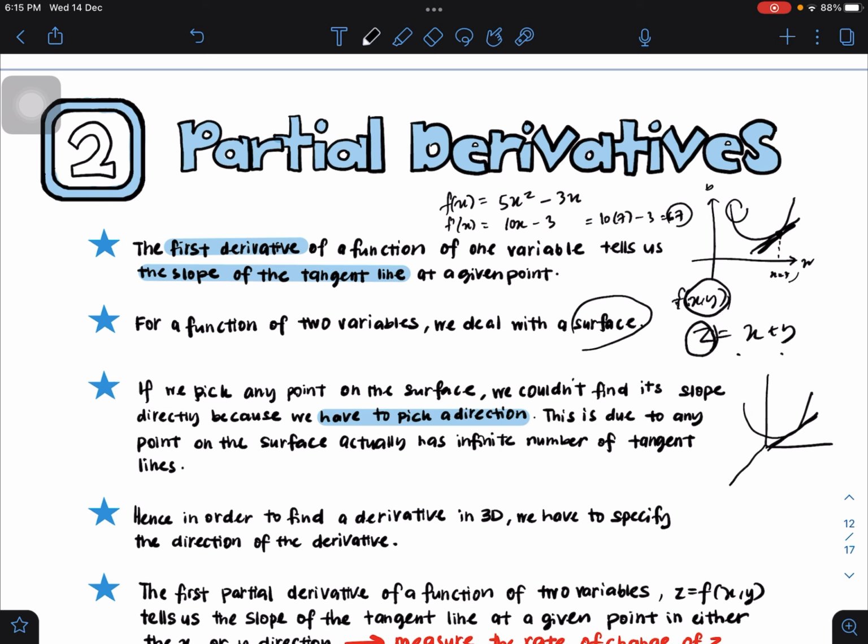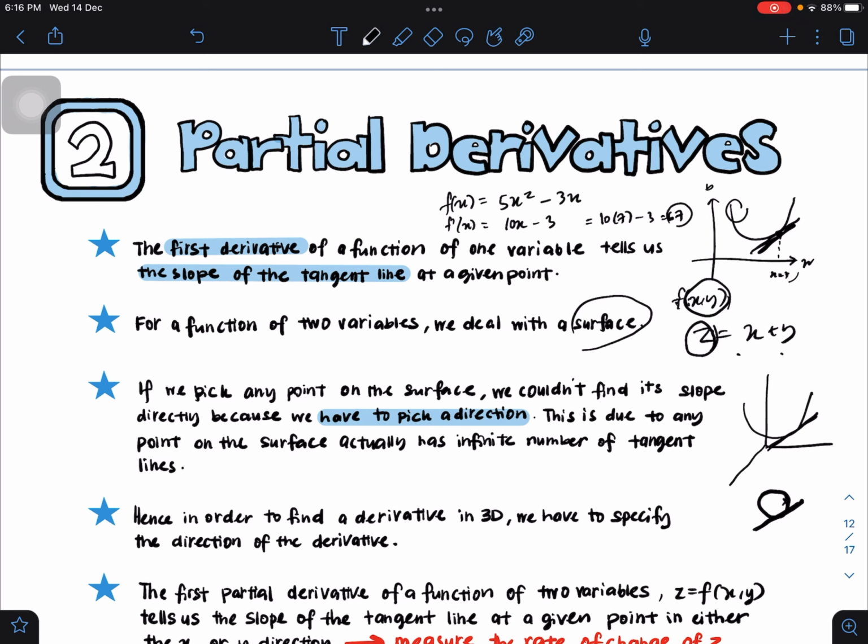Can you imagine if you have a floating ball, and at the bottom of the ball you have a tangent line? So you have a ball, and it's floating. At the bottom of the ball you have a tangent line touching the ball. As the ball is floating, the tangent line is also floating, and you can rotate the tangent line. Therefore, if we pick any point on the surface, we couldn't find the slope because we have to pick a direction. We need to know which direction this tangent line goes, because if you rotate it, the gradient will change.